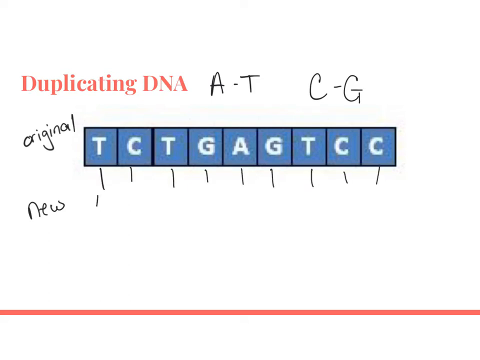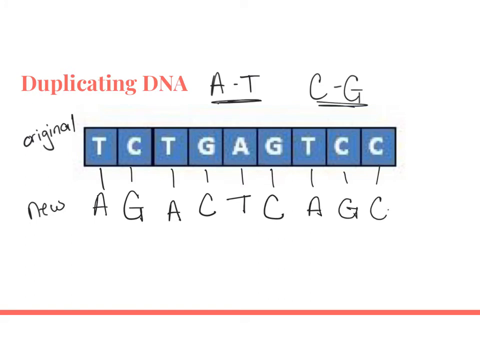So T, its pair is always A, right? C always goes to G. T goes to A, G goes to C. A goes to T, G goes to C, T goes to A, C goes to G, C goes to G. So now I have my complementary strand or my new strand of DNA. So that's our process of DNA replication.